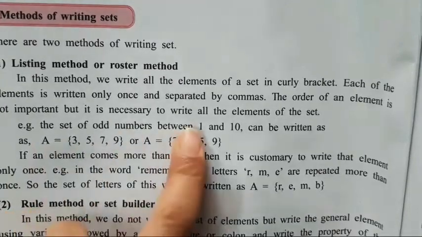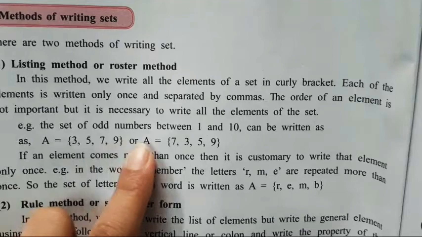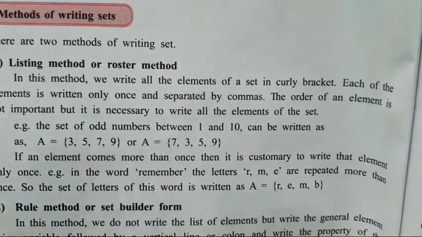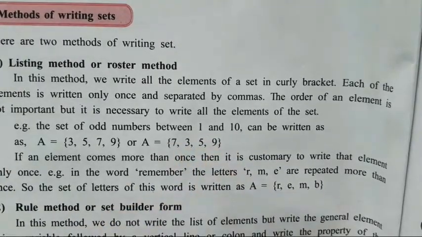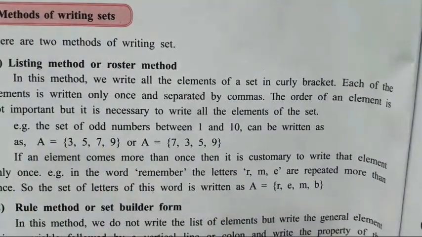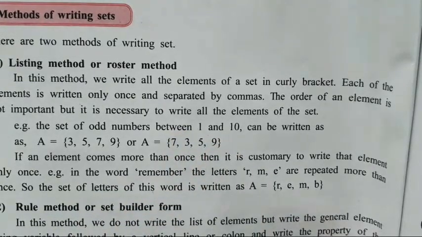So what are the odd numbers between 1 and 10? 3, 5, 7, 9. Or as I said, you can write 7, 3, 5, 9. The order is not important. You don't have to write smaller to bigger or bigger to smaller. You can mix the elements any which way. The only thing is you have to include all the elements from 1 to 10. Alright, so this is the example.